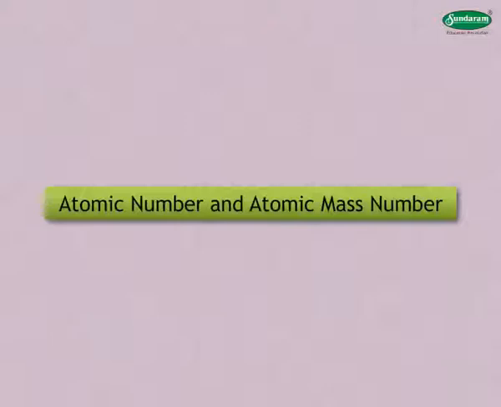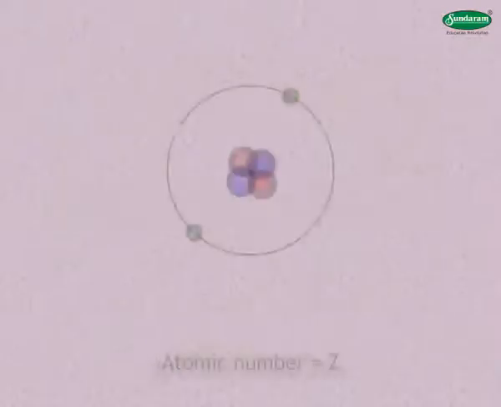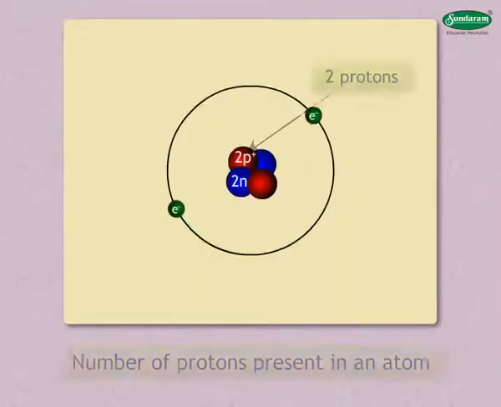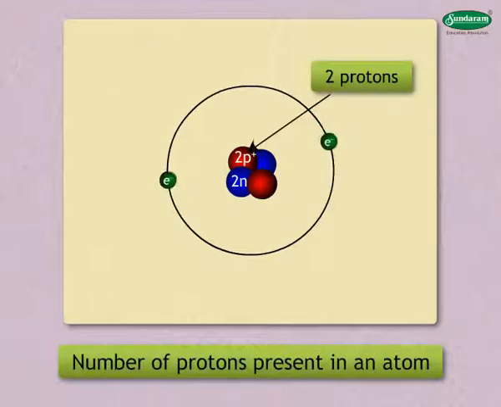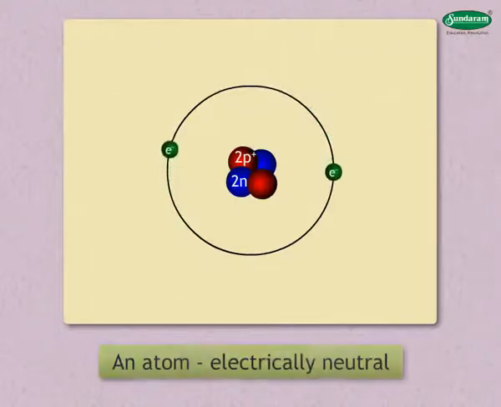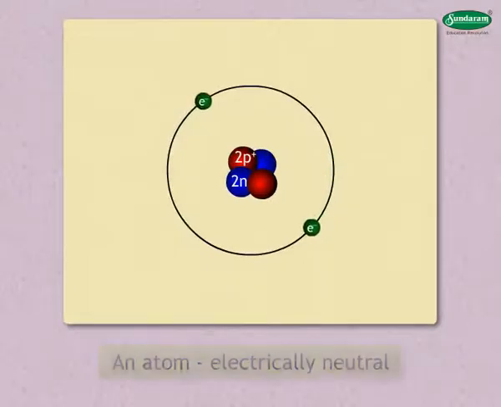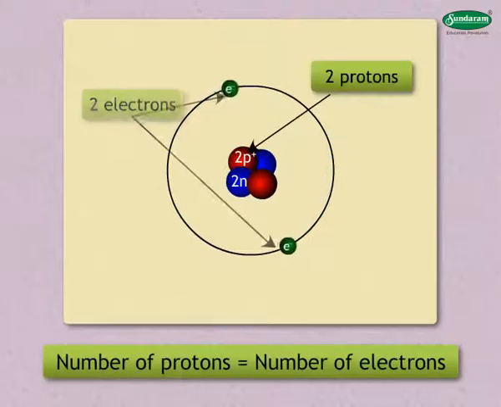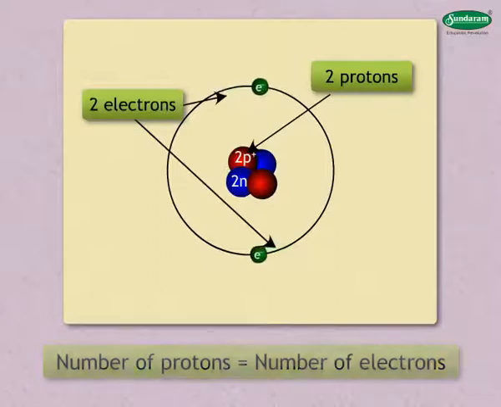Atomic number and atomic mass number. Let us now understand some important terms. Atomic number Z is the number of protons present in an atom. An atom of an element is electrically neutral. The number of protons and electrons are equal.